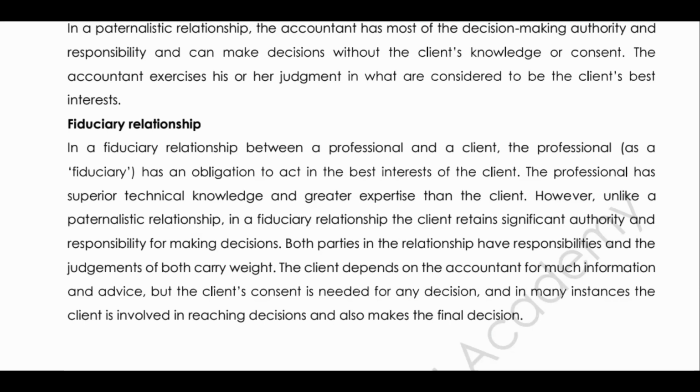You have given the money and handed it over to the broker, because the money is no longer with you, the money is with the broker. Now get this. The broker's job is to find you a really profitable stock that you can put your money into. However, look at this. The client retains significant authority and responsibility for making decisions.